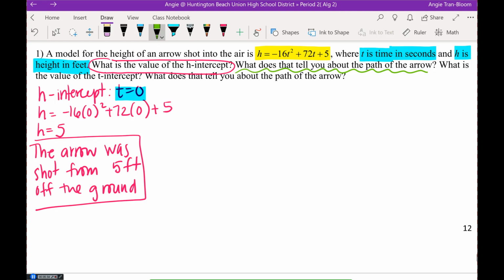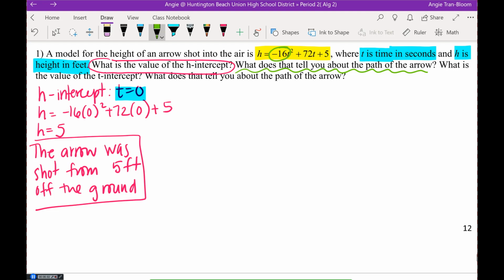So your H is 5. That means your y-intercept is 5. What does that tell you about the path of this arrow? Does it go up higher, or is it going to start at 5 and go straight back down to the ground? Higher. How do you know? It's shooting up in the air. In addition, can you see that there's a negative 16 in the front?